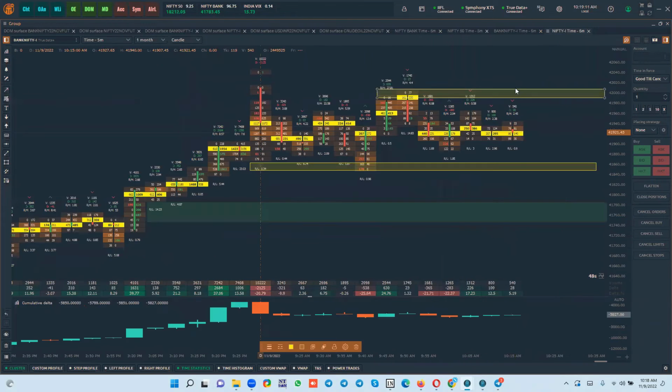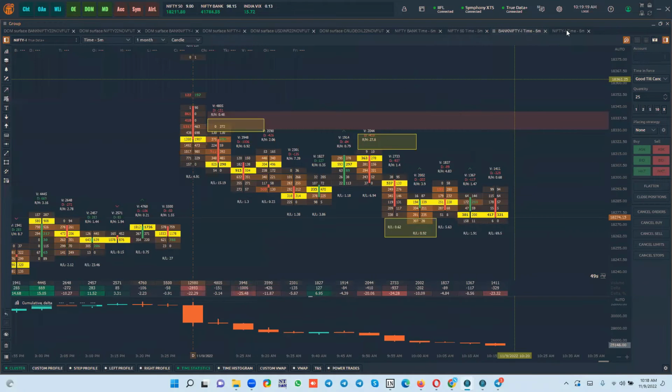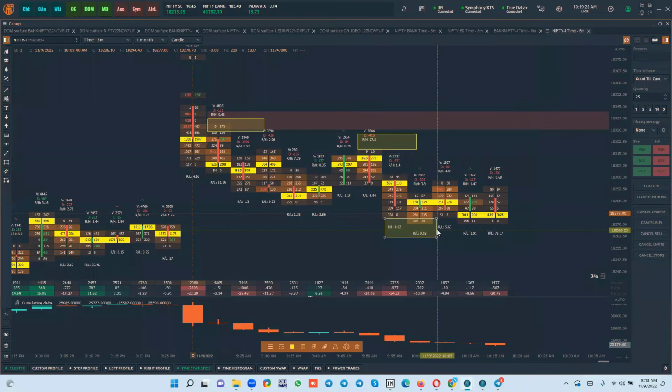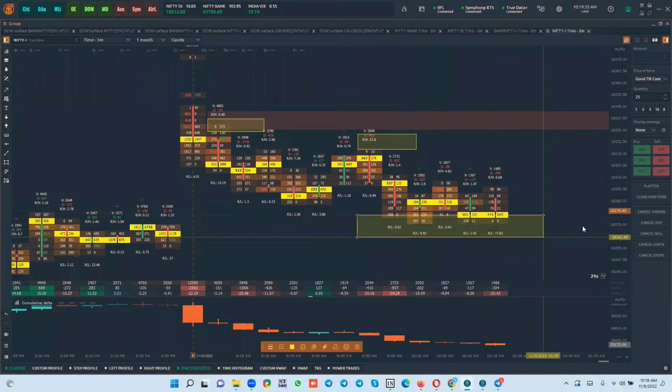So let's look at Bank Nifty as well. The market is moving in a range right now. Let's look at whether these levels will be defended or not. I see that people are selling at these levels, but it's still being absorbed by the market.